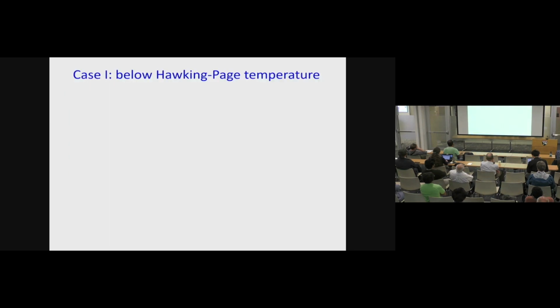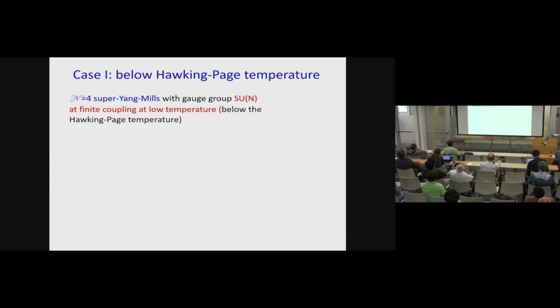Now let me very quickly tell you a couple of examples. This does have predictive power. For example, let's consider N=4 super Yang-Mills theory, which is dual to type IIB string theory in AdS5. Let's look at this at sufficiently low temperature at finite coupling, below the Hawking-Page temperature. In this case, you can show that the spectral function has a discrete spectrum with equal spacing 1, say in some unit.